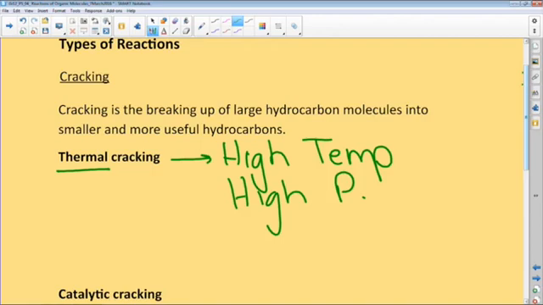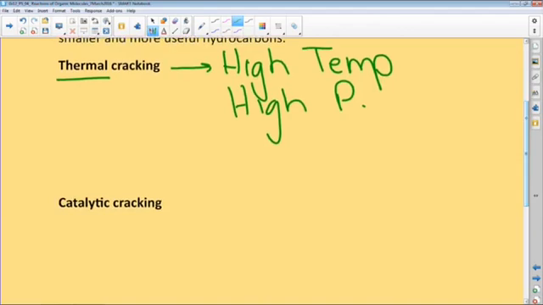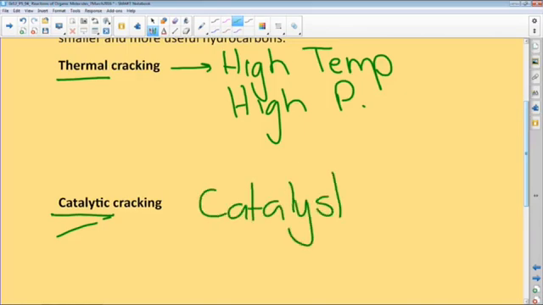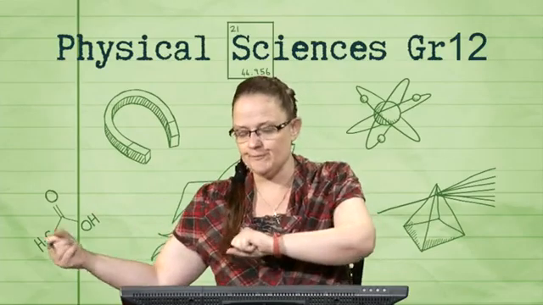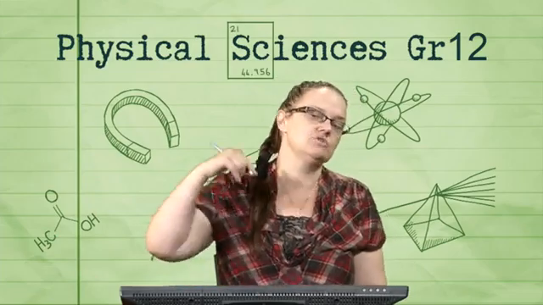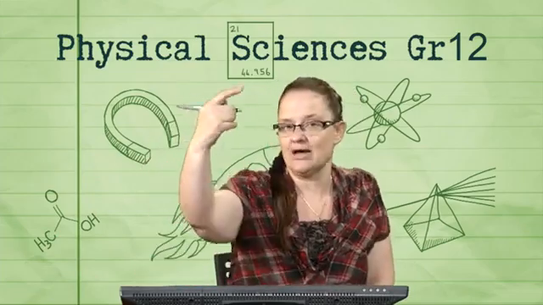The more common way of cracking now is catalytic cracking. And what that means is that we use a catalyst, and you don't need to know what the catalyst is, it's normally a zeolite. You don't need to know what the catalyst is because it's a very complicated molecule. Using a catalyst means that I can have the same concept of breaking the molecule up, but I don't need to use the high temperatures and I don't need to use the high pressures, which makes it safer.